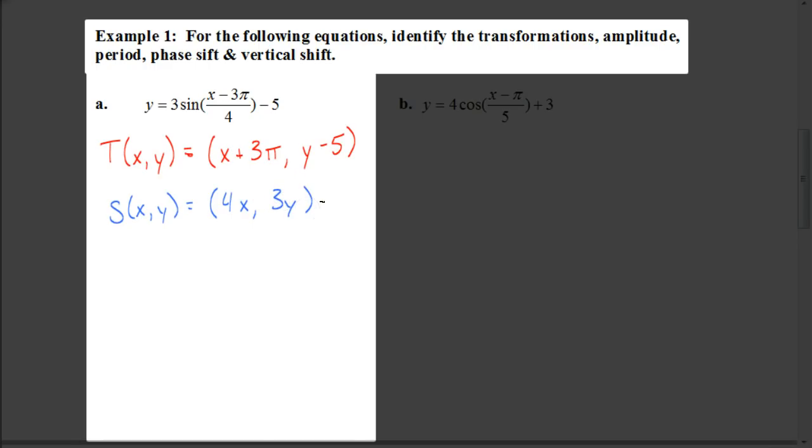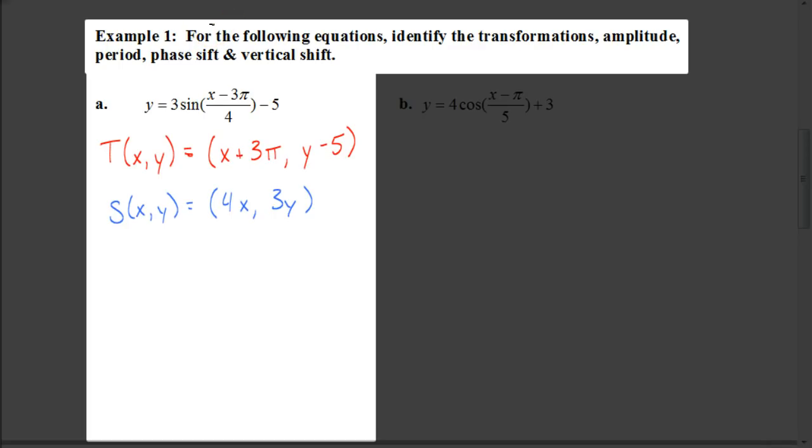So again, looking at the equation, it was hard for me to know what was going on with the graph. We're now pulling this apart. I can see that the graph is going to move 3 pi units to the right, and it's going to move down 5 units. It's also going to be stretched horizontally by 4, and it's going to be stretched vertically by 3. Now, using this information, I'm going to find my amplitude, my period, my phase shift, and vertical shift.